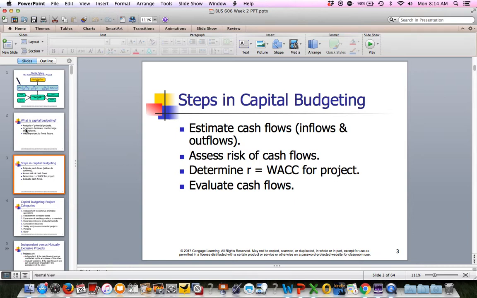The inflows are going to be me getting paid for delivering things, but the outflows are all the cost of operating that van, along with the driver and maintenance, all that kind of stuff. Okay, so that's the cash flows, the inflows and the outflows both. And then I have to think about what's the risk of that cash flow, right? How risky is this business?